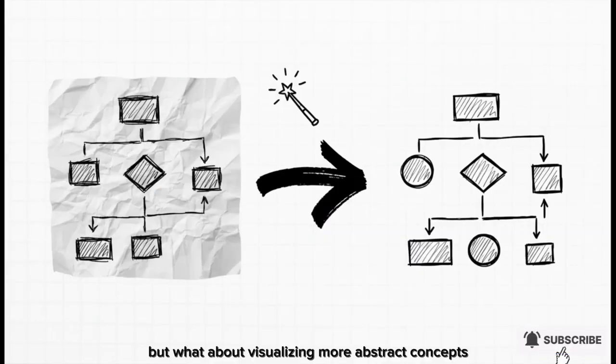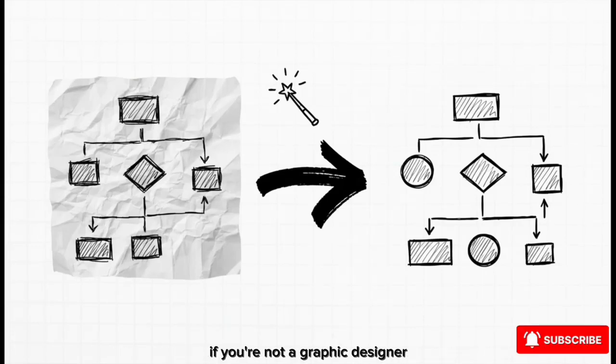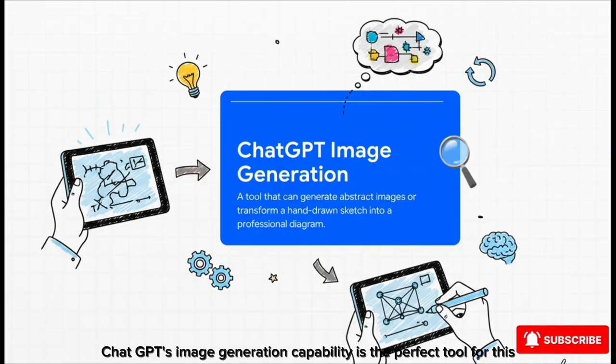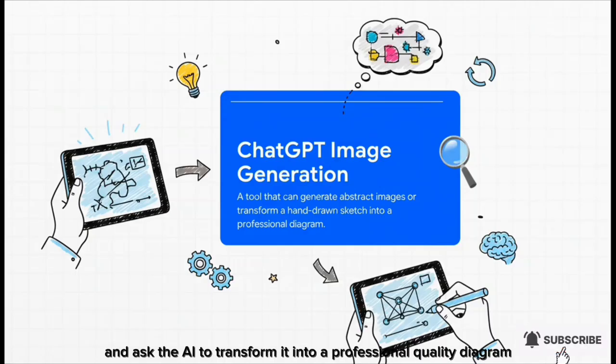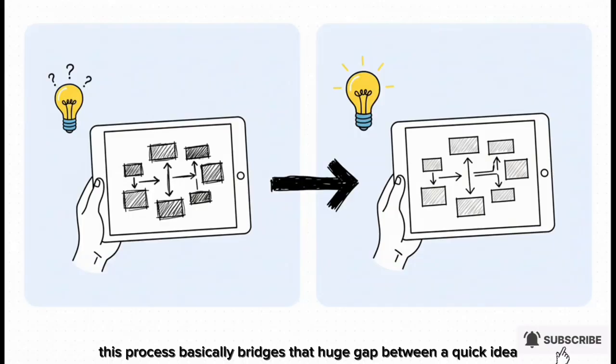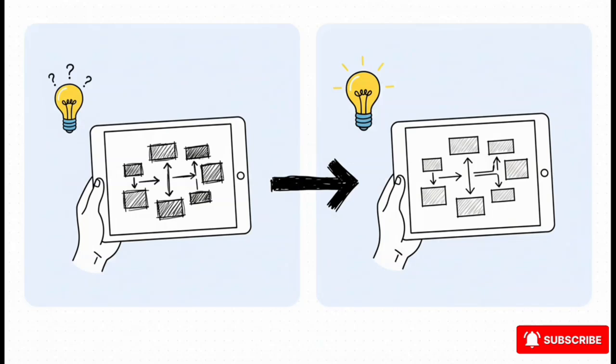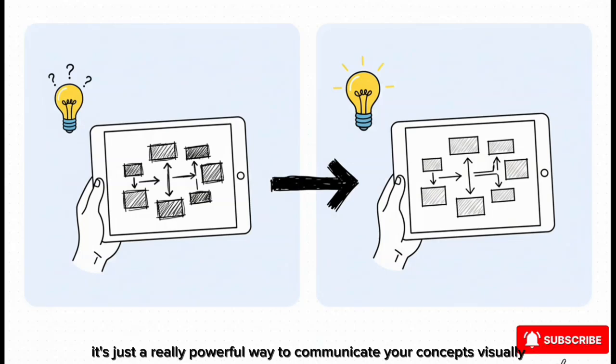But what about visualizing more abstract concepts? I'm not talking about data, but ideas, workflows, or theoretical models. Creating polished diagrams for those can be incredibly difficult if you're not a graphic designer. Well, ChatGPT's image generation capability is the perfect tool for this. You can describe the diagram you want in a text prompt, or, and this is even more impressive, you can draw a rough sketch by hand, upload a photo of it, and ask the AI to transform it into a professional quality diagram. I mean, this process basically bridges that huge gap between a quick idea you sketched on a tablet and a polished, publication-ready figure. It's just a really powerful way to communicate your concepts visually.